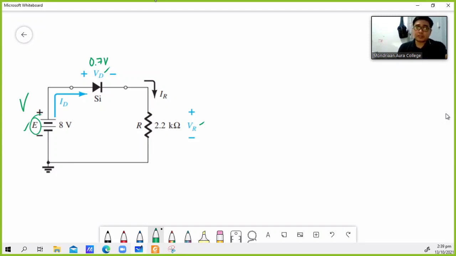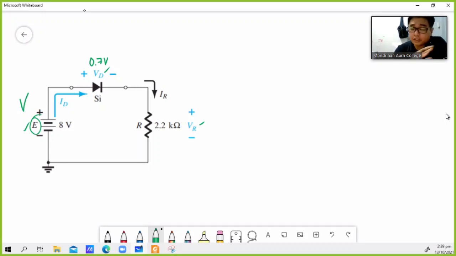Pagdating natin sa mga transistors, mag-iiba na yung pangalan ng mga source natin or ng mga input voltage or supply voltages natin. Okay? So since it is forward bias, may 0.7 tayo dyan, but hindi natin alam yung voltahe across the resistor. Visually, makikita natin na ang voltahe doon sa inyong resistor is equal to 7.3. Bakit? Kasi it will form a voltage divider.